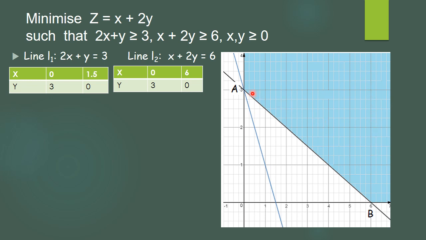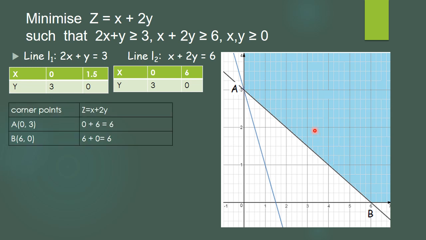Now, which are the corner points? Here the region is bounded on one side. On this side there is no boundary. As we have drawn up to this graph, if I extend my graph up to 10, 20, the region will extend. So it is not bounded from all sides. Here we get the 2 corner points A and B. Now what are the coordinates of the point A? We get it as 0 comma 3 and B as 6 comma 0.